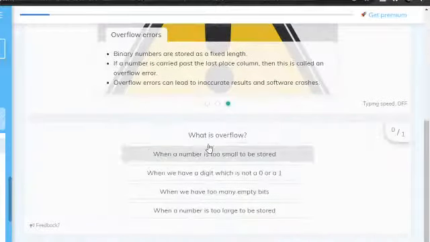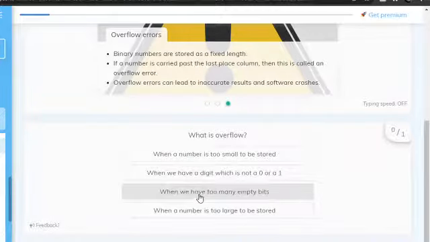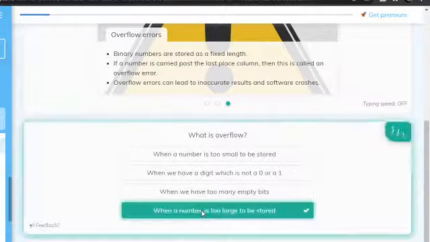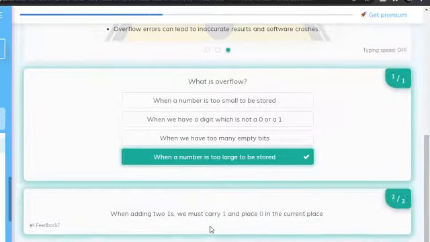So what is overflow? When the number is too small to be stored, nope. When you have digits which are not 1 and 0, nope. Too many empty bits, nope. When the number is too large, yeah. When adding two ones, we must carry 1 and place a 0.